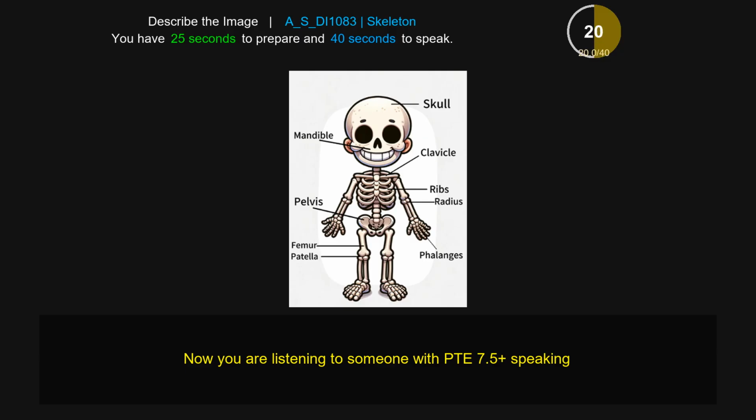ribs. The pelvis, femur, and patella make up the lower limb. And the upper limb also involves the radius and ulna. Overall, this is an image which discusses the skeleton.